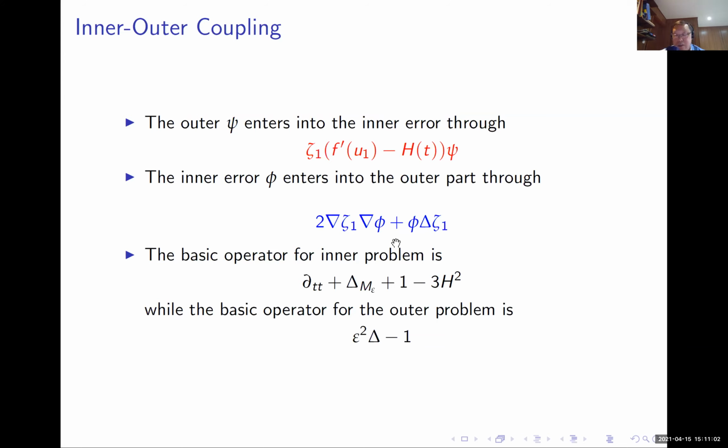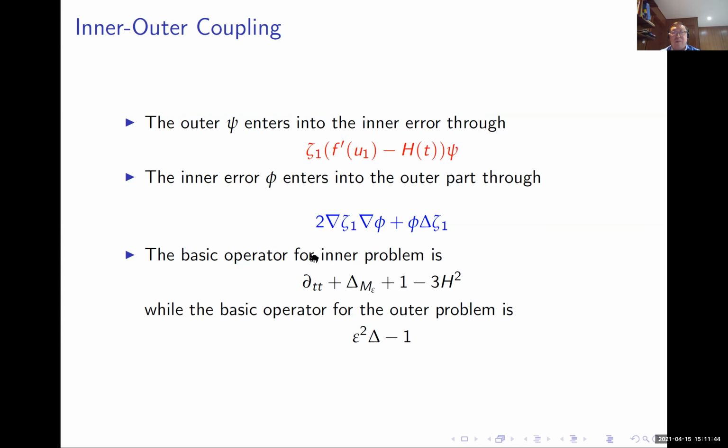Okay, so the outer problem enters into the inner, to this term. Now this term, you see, why is this a good term? The problem is this part has exponential decay. Okay, this is important. So this part already has exponential decay. Now the inner error enters into the outer through this. So if I can find an inner solution which has exponential decay, then this part will be very small. Right?